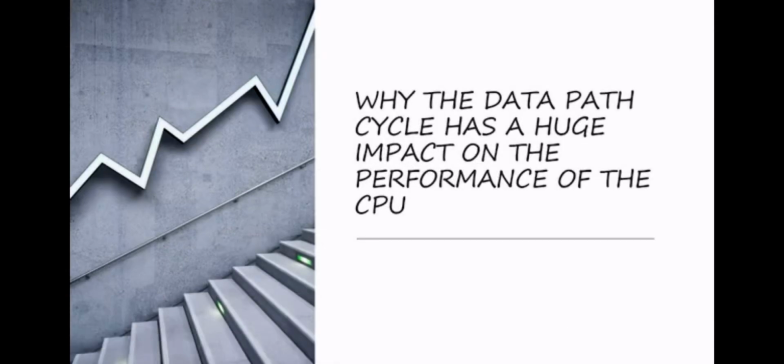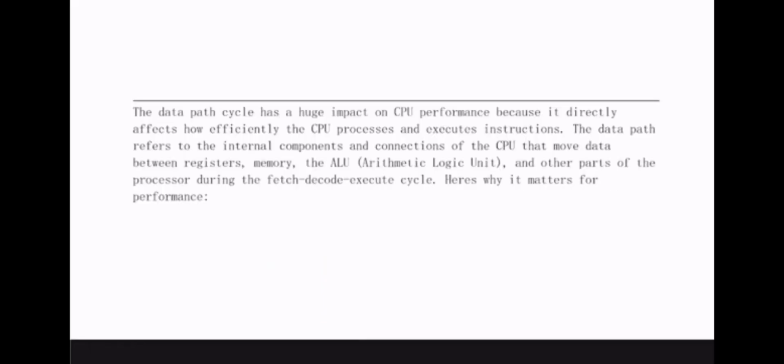Today we are about to learn about why the data path cycle has a huge impact on the performance of the CPU. The data path cycle has a huge impact on the CPU performance because it directly affects how efficiently the CPU processes and executes instructions. The data path refers to the internal components and connections of the CPU that move data between registers, memory, the ALU, also known as the arithmetic logic unit, and other parts of the processor during the fetch, decode, execute cycle, which we treated in our last video.